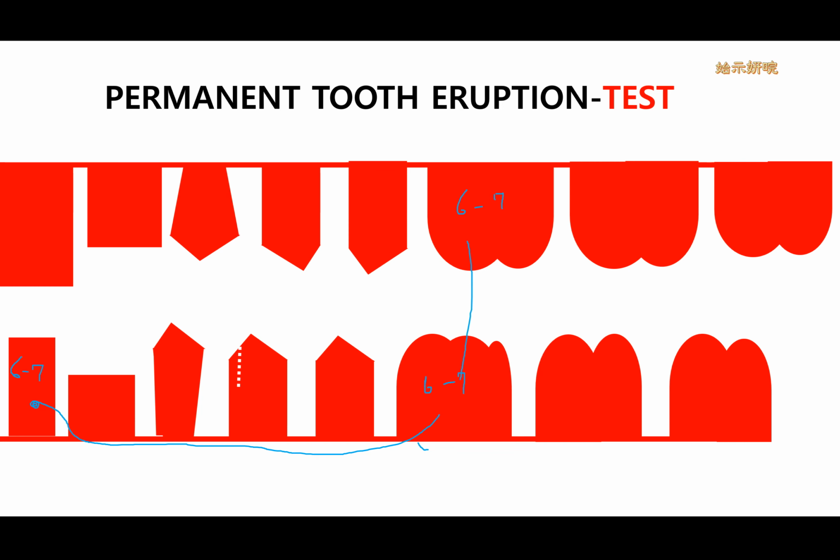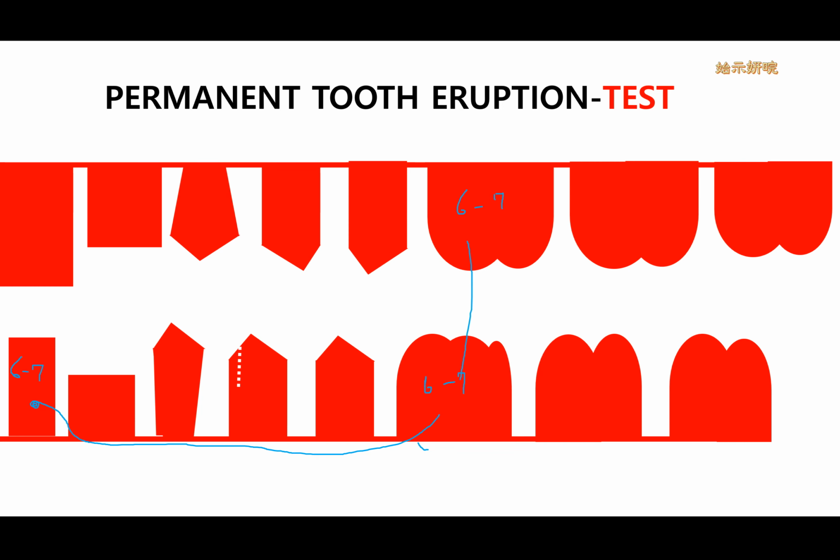So slim teeth can shear the tissues and it can erupt faster. 6 to 7. At 6 to 7 years old, molars erupt first. After that, mandibular central incisors erupt.